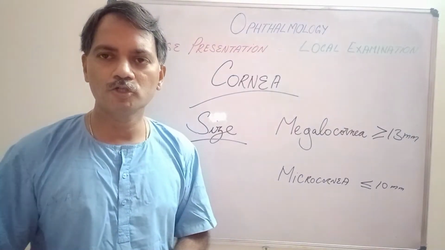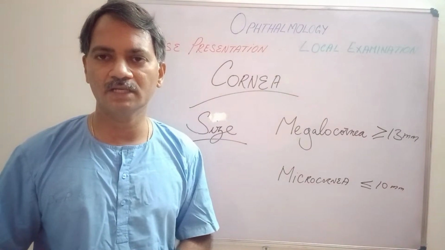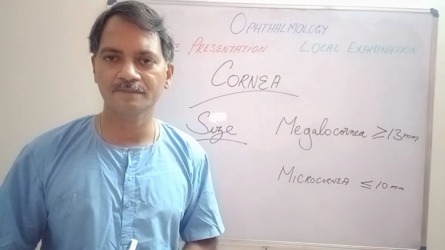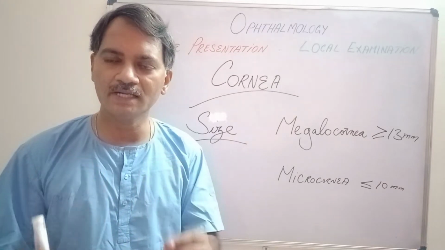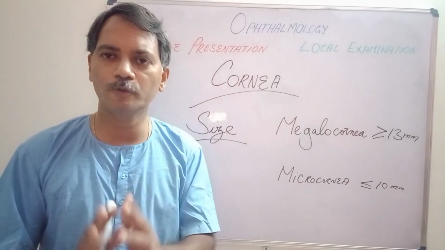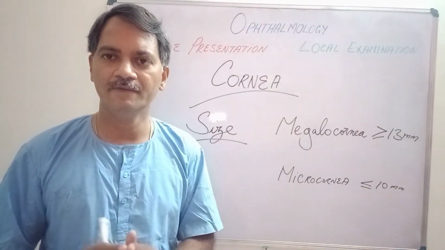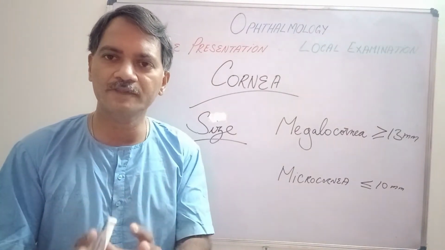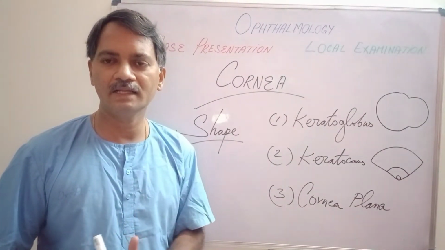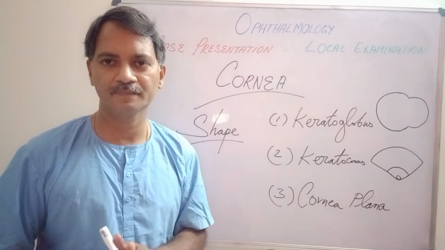When we talk about small corneas, that is corneas having 10 millimeters or less diameter, we have to consider small eyes, highly hypermetropic eyes. We have to think about microphthalmos. Now, let us see about the abnormalities in the shape of the cornea.